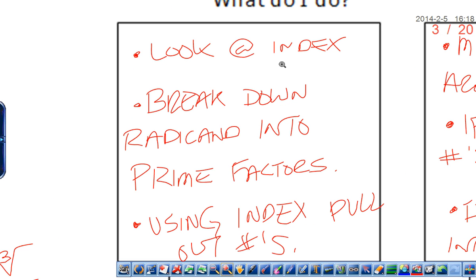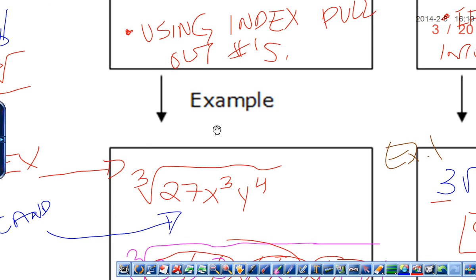The first thing is you look at our index. That's the number inside the little crevice of the square root, like this 3 right here, or the fourth root of x. That is the index. The radicand is the part underneath the square root, and we're going to break that down into prime factors. So if you had the fourth root of 27, you're going to break that down into 3 times 3 times 3, just the prime factors. And then finally, using the index, I'm going to try and figure out if I can pull any numbers out. I got a couple of examples here of what that looks like.